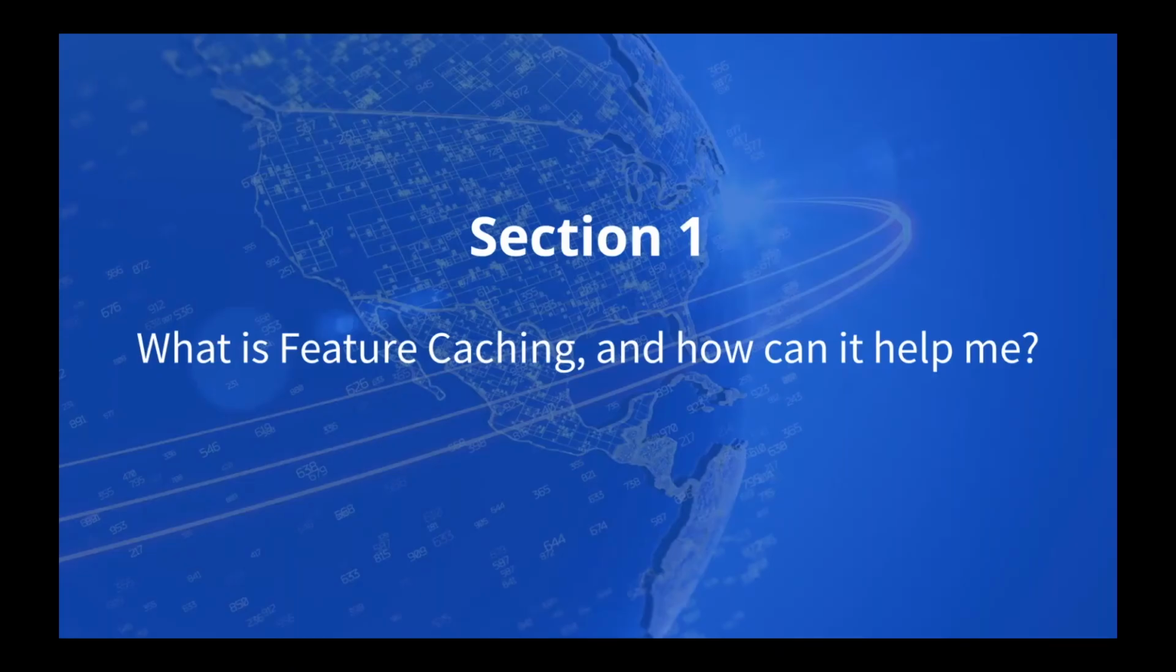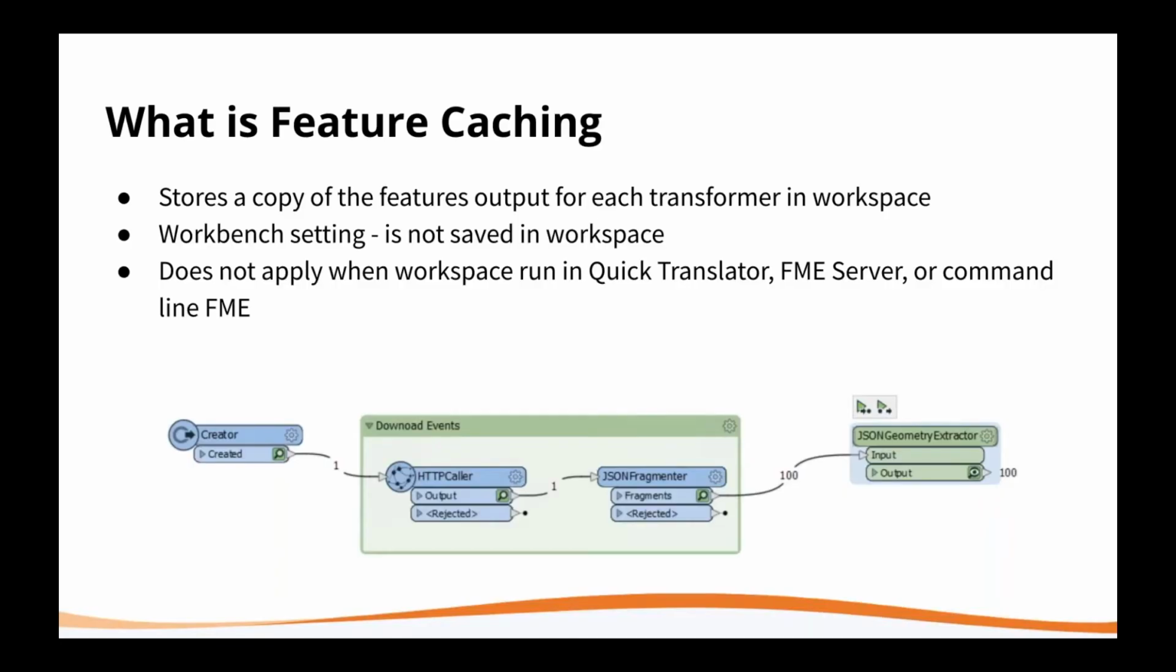What is feature caching? Feature caching is this option in FME Workbench where as you run the workspace, it stores a copy of the features at each step of the way, at each transformer in the stream. And this is kind of nifty because once we've stored this data, you can just click on the transformer and see the results of the output at that particular state in the visual preview window, which is nice from flipping back and forth so you can see the results of your logic.